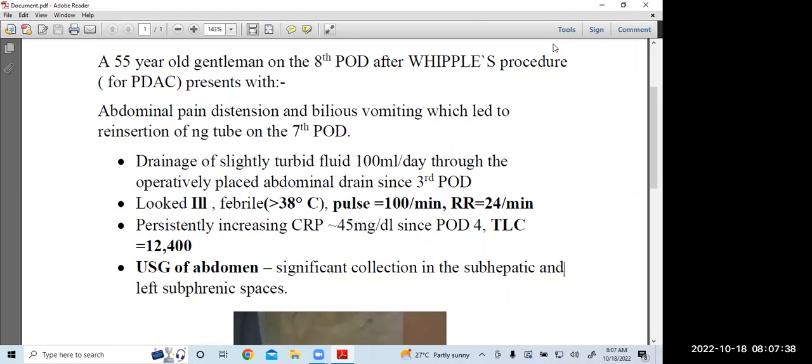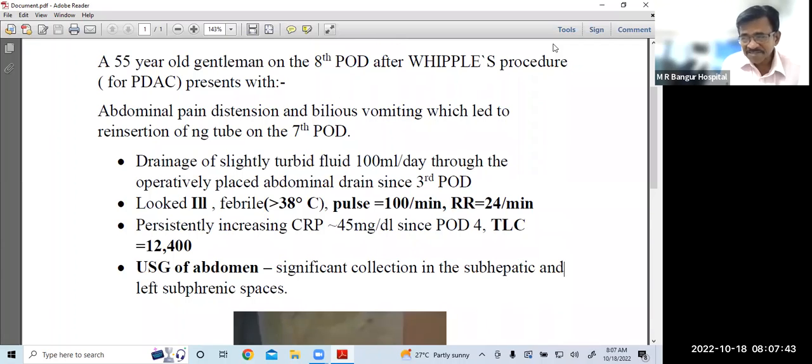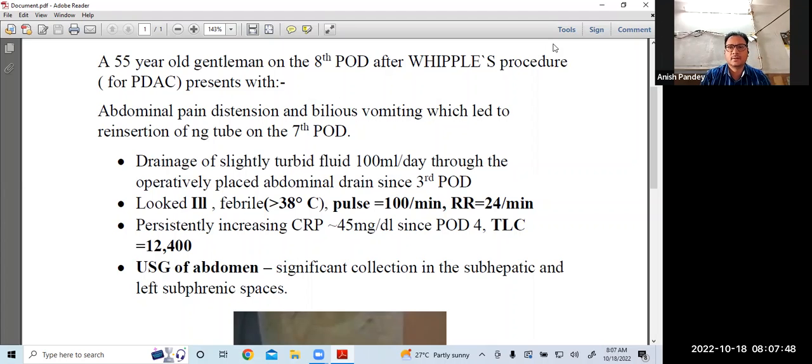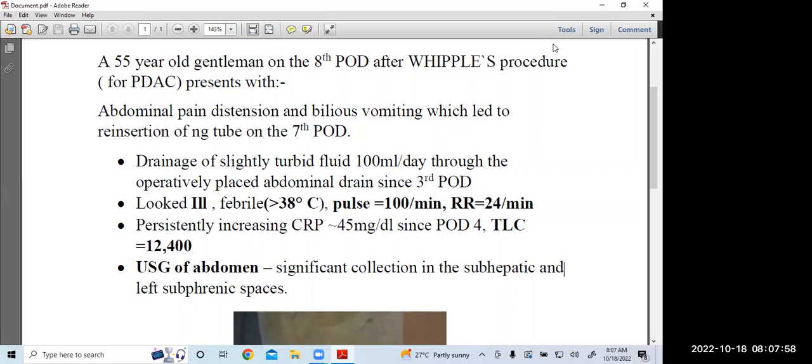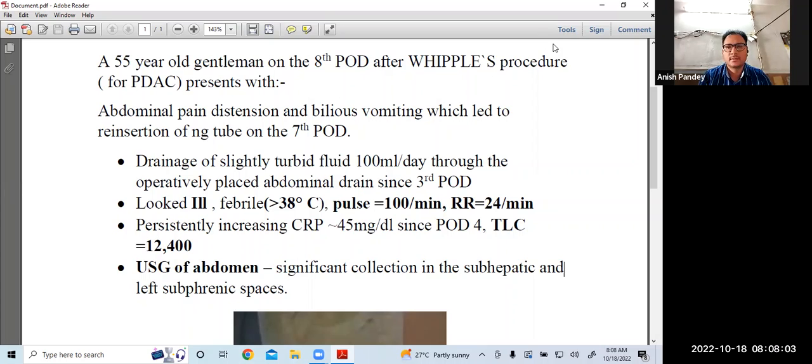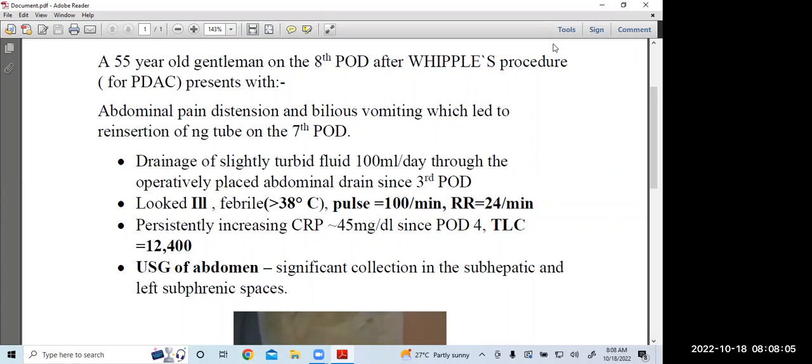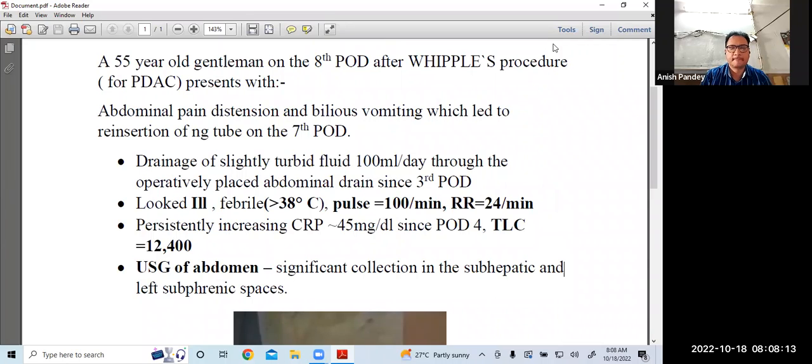Yes, on the third post-op day, any measurable drain output having drain amylase more than 3 times the serum amylase. So you should put this as a standard definition coming from the International Study Group. Three times the upper normal serum value for that particular laboratory. So the laboratory upper level may vary.